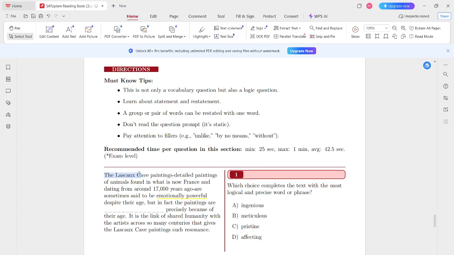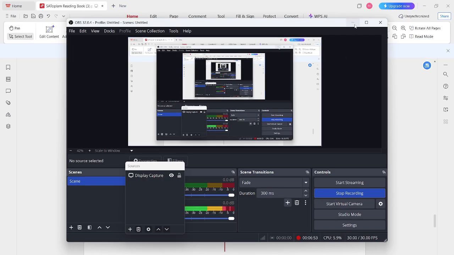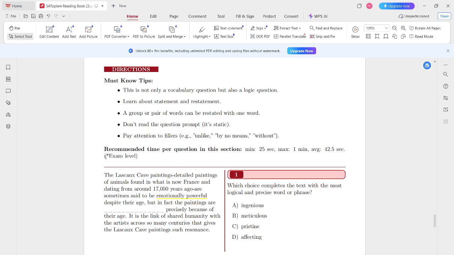This is Lascaux cave. This is some detail about some kind of cave. This is the name of the cave. I usually like not saying the name but just saying the initials. So, the LC paintings, detailed paintings of animals found in what is now France and dating from around 1700 years ago, are sometimes said to be emotionally powerful.